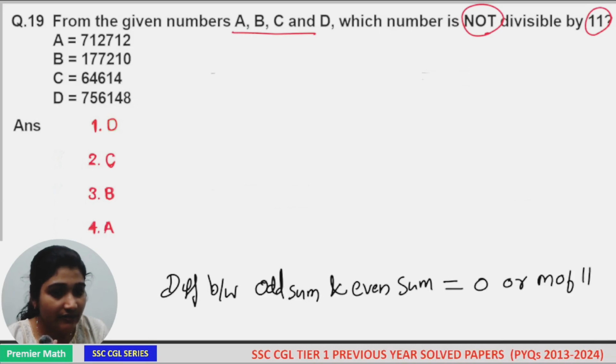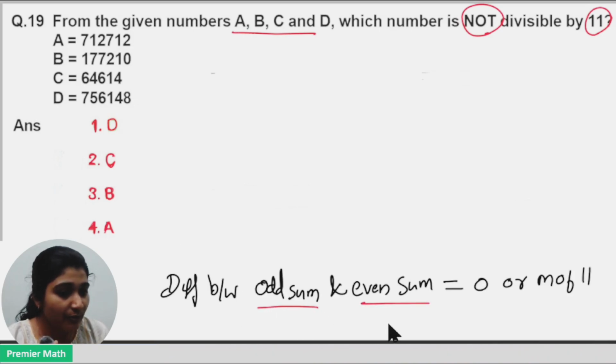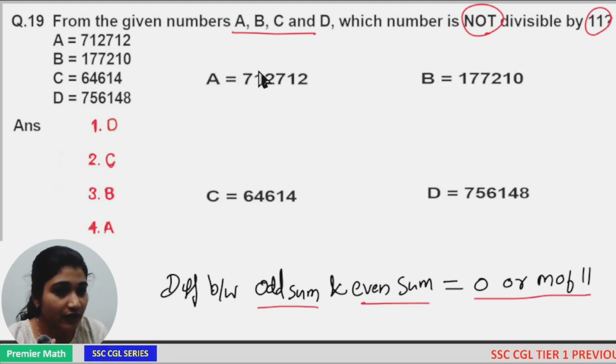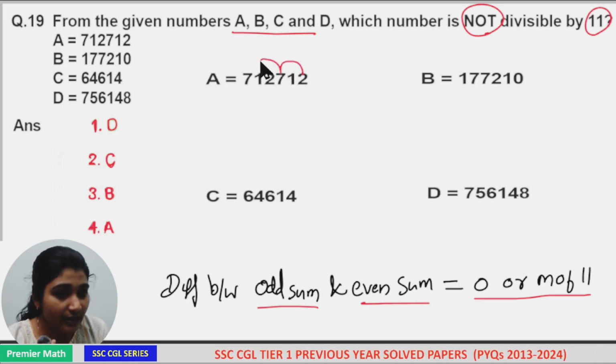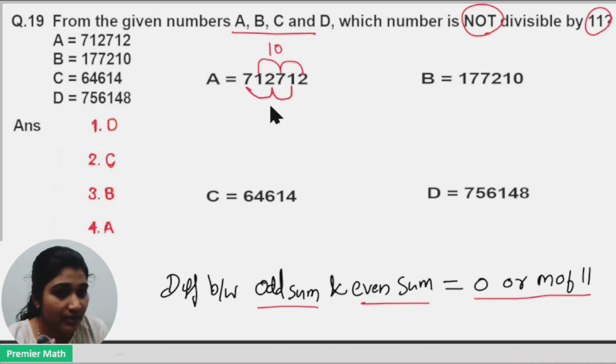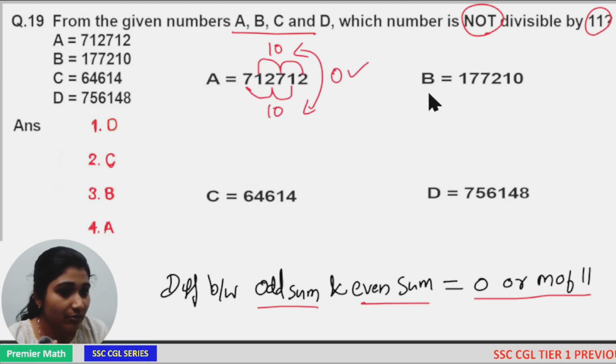When a number is divisible by 11, the difference between the odd place sum and the even place sum of the number should be 0 or a multiple of 11. Here, check the difference. Take the odd place sum: 2 plus 7, 9, 9 plus 1, 10. Here, 1 plus 2, 3, 3 plus 7, 10. So the difference between the odd place sum and the even place sum is equal to 0 here, which is divisible by 11.